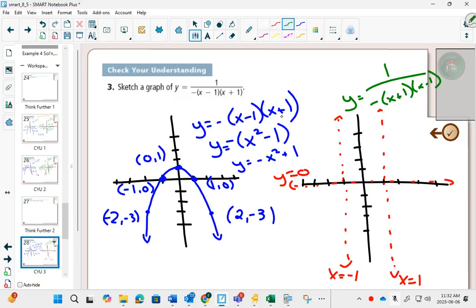Now we take our points. You have (-2, -3). Well, that's going to go to (-2, 1 over -3). We have (0, 1). That's going to go to (0, 1). And (2, -3) to (2, 1 over -3). And each of these graphs is sort of in a different section because your non-permissible values, your vertical asymptotes, sort of break your graph up into different sections. But even having just one point in a section is enough to be able to draw towards the asymptotes.